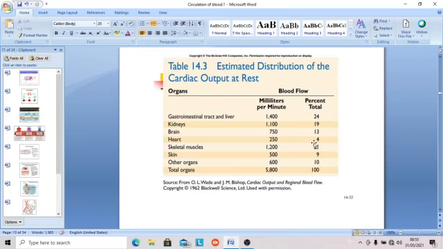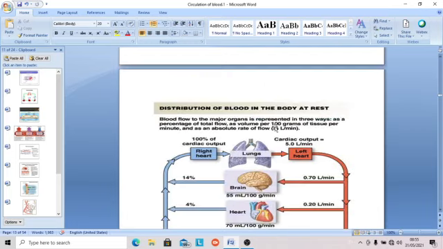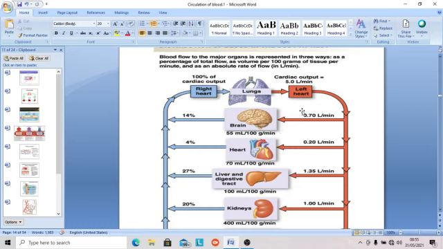It is 1200 milliliter, about 21% of the total. Skin gets 500, about 9%. Other organs 600, about 10%. So total, if the cardiac output is 5 liter, 5.8 liter, then this is the distribution. Same way, you can see cardiac output, and this is the left heart.